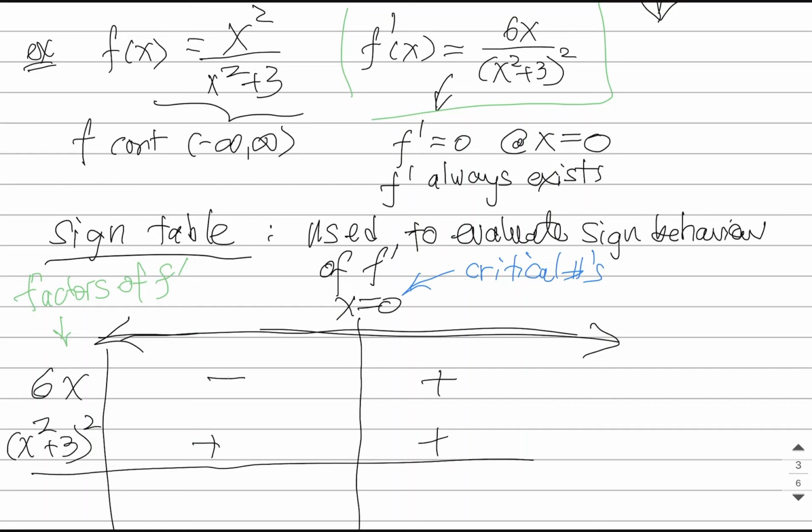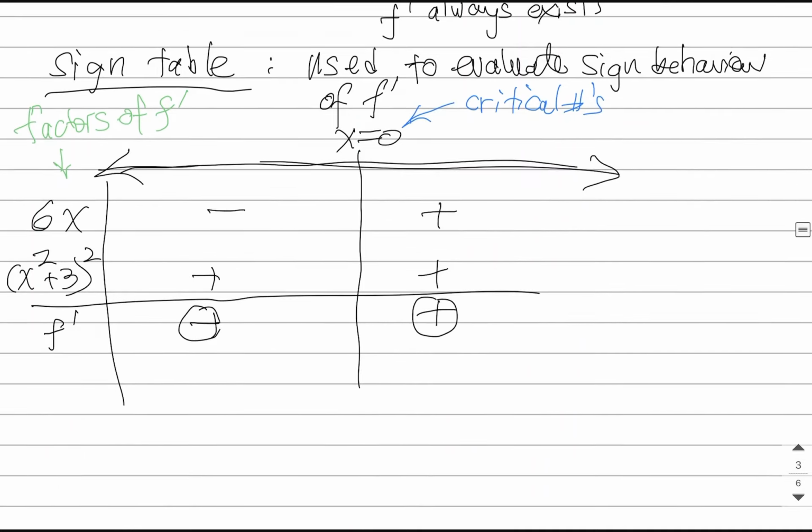Now, you're going to spend a lot of time and effort factoring f prime so that you can build a table like this. And once you've factored it, it's a simple matter to figure out what its overall sign is. So for instance, in this case, you're just dividing the two signs. This will tell you that f prime is negative here, and it will tell you that f prime is positive there.